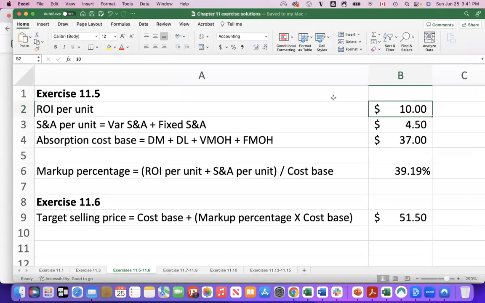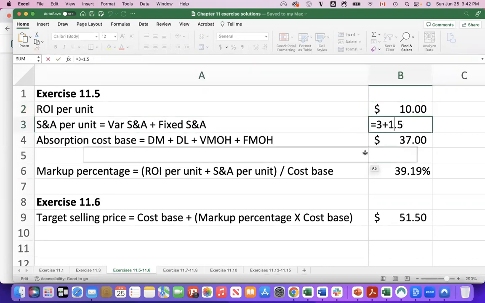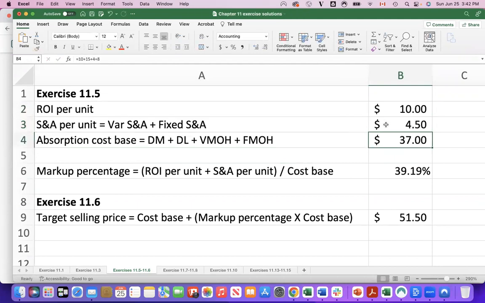So again, some of the information replicated here. Return on investment, again, is $10 per unit. We want to figure out the total selling and administrative expense because that goes into our markup percentage calculation. So the variable plus the fixed selling and admin, you can see it was $3 variable, $1.50 fixed, so for a total of $4.50 per unit as far as the selling and administrative expenses.